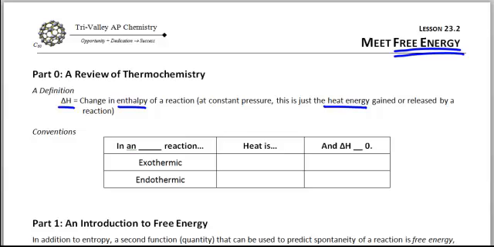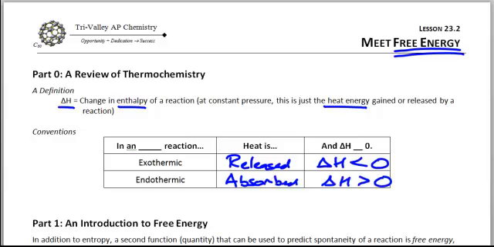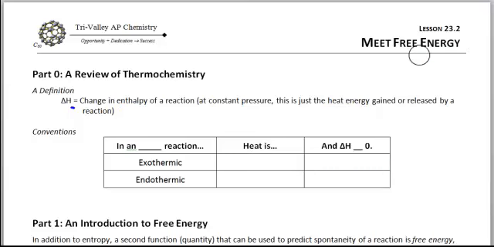For exothermic reactions, heat is released. You can think of it as a product, and in that case, your delta H, or your change in enthalpy, will be negative, less than zero. The other type of reaction is an endothermic reaction. In that case, heat is absorbed by the system, and as you'd expect, the delta H is positive, or greater than zero. So with those things in mind, we're going to move on and talk about this free energy thing.